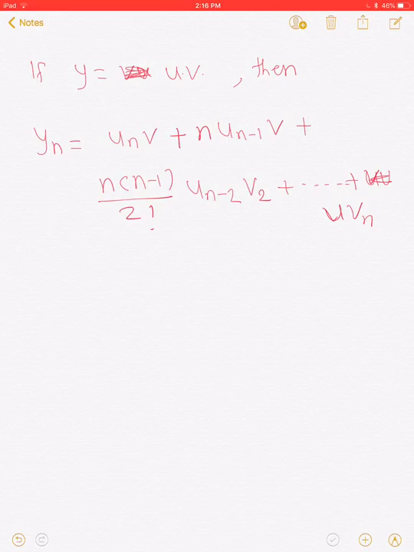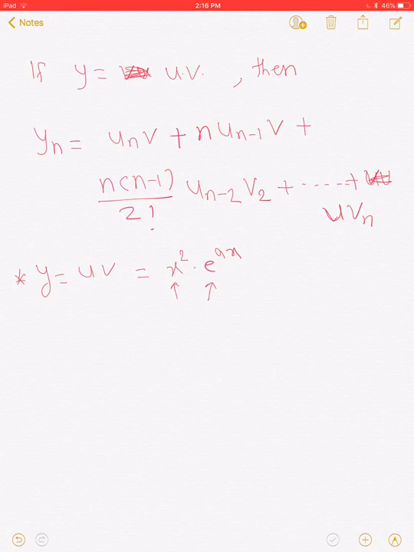Here y is a product of two functions. So assume that this is x square into e raised to the ax. Here x square and e raised to the ax are two functions and both are functions of x.